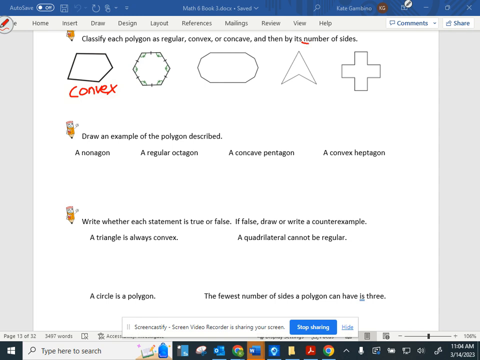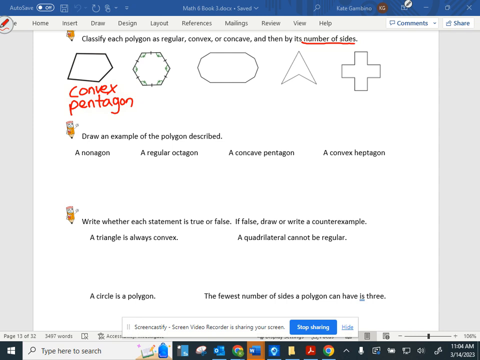Now, we need to call it what its side number is. So a convex what? James? Pentagon. A convex pentagon, because it has 5 sides. So that is the name of this shape. It's a convex pentagon.